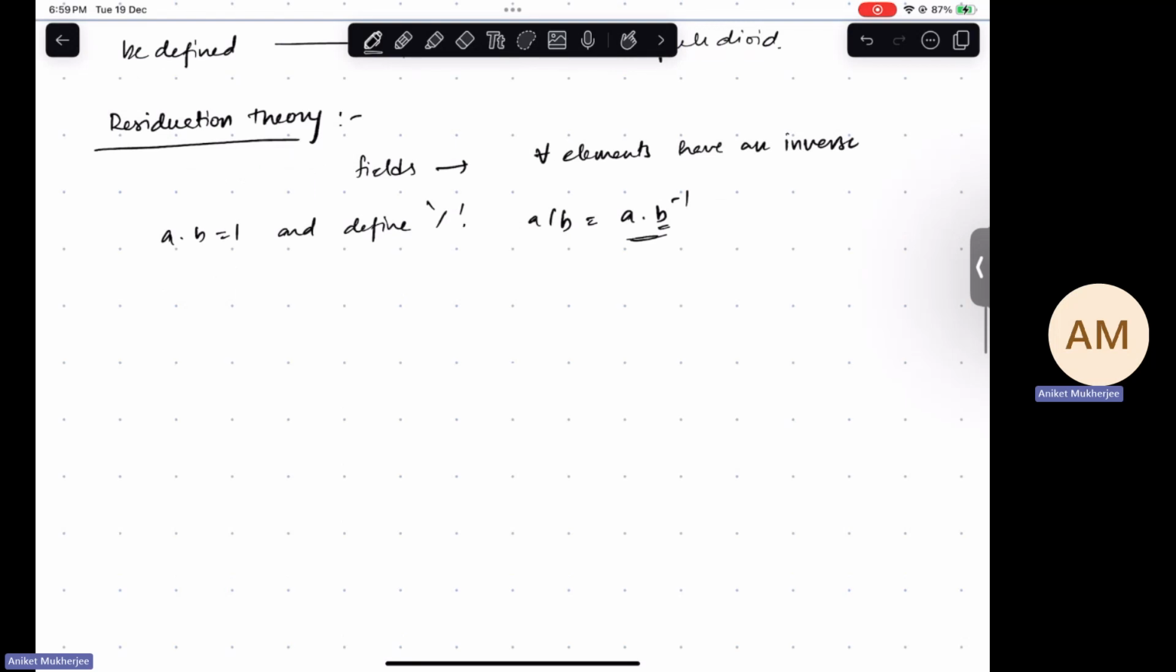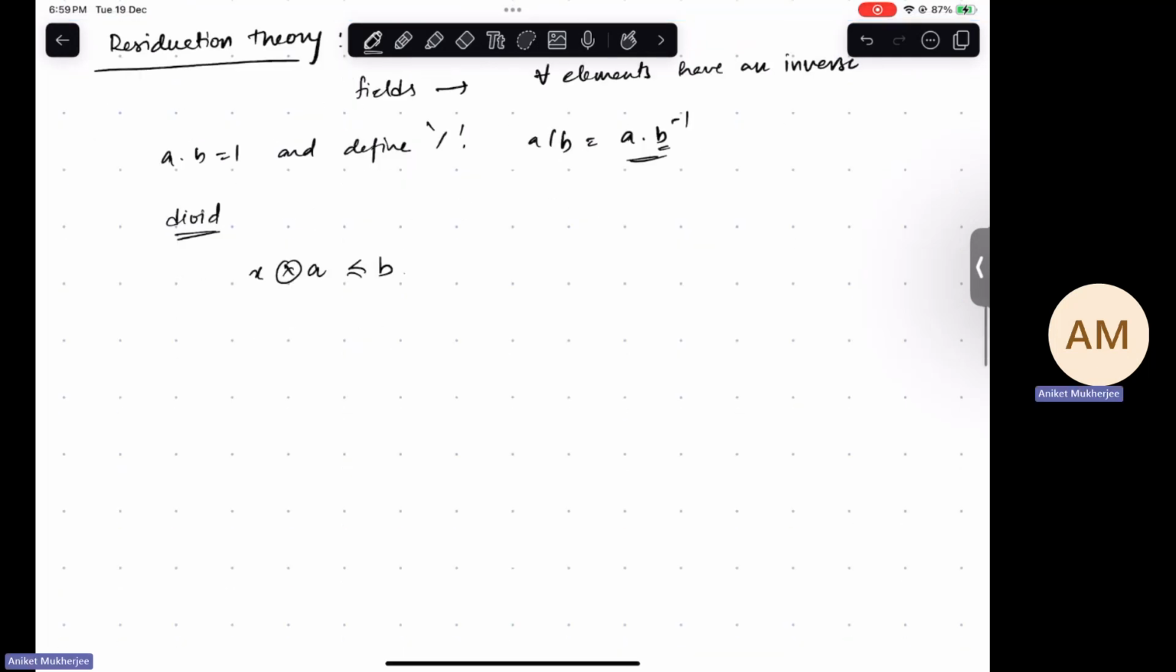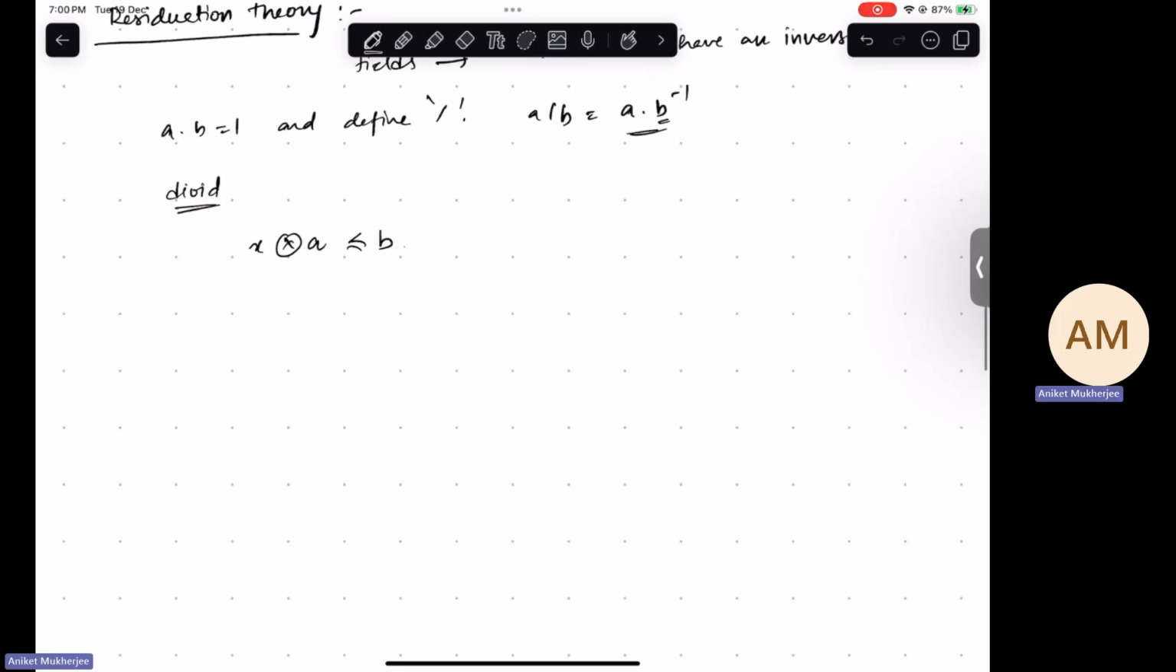However, in complete dioids, what we can do is find the greatest solution of an inequality that can be defined. What we are interested in in a dioid is that we want to find X multiplied by A, dioid order B. We want to find the solution. So we want to find what X is, such that X times A is less than or equal to B.